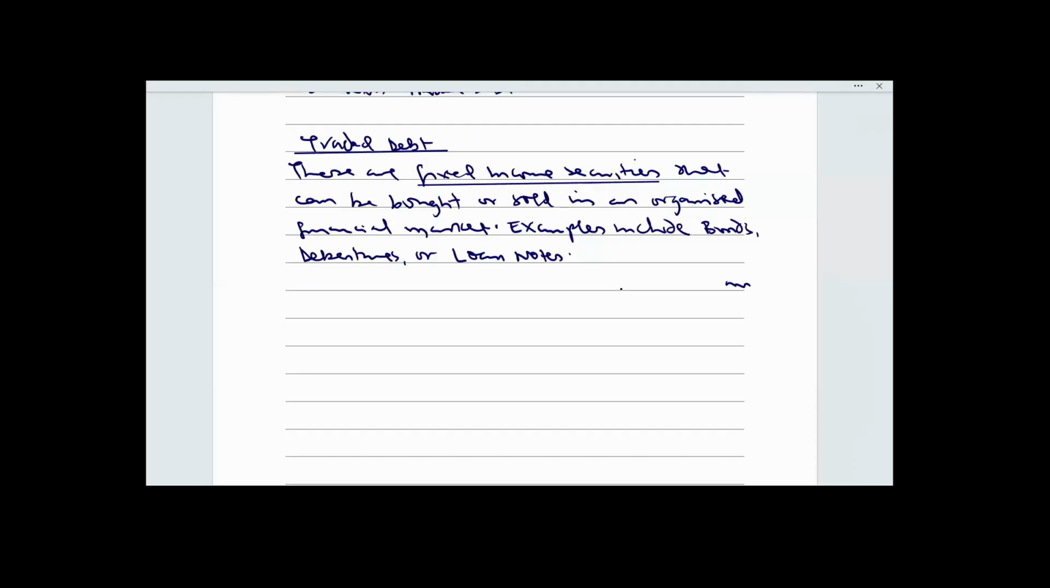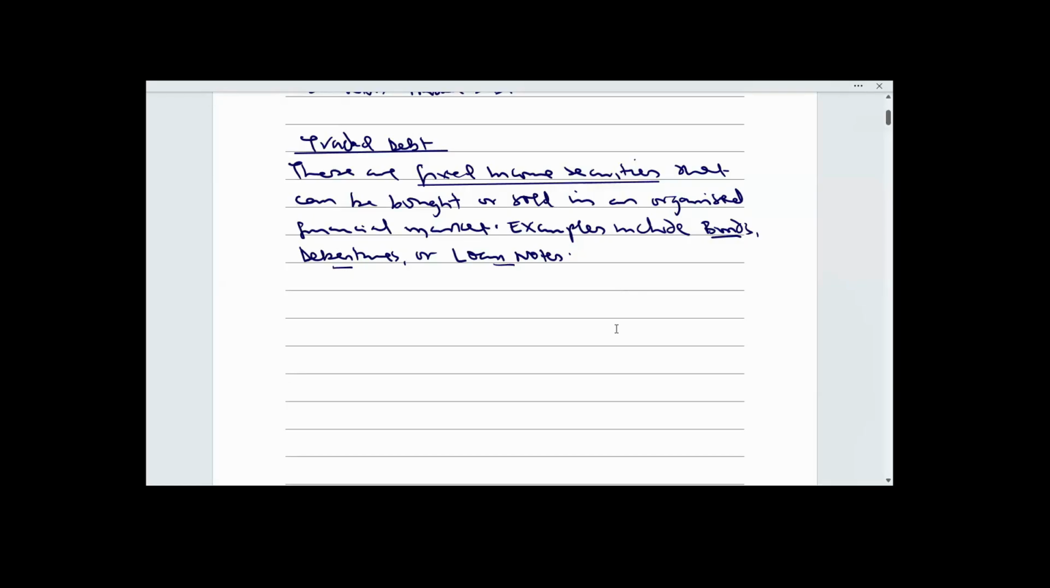So fixed income securities are those kinds of security that can be traded in an organized financial market. For example, this bond, you can sell it, and you can as well buy it. So these are examples of traded debt. In a company's capital structure, you will see bond, debenture, or loan note, because it's a source of long-term financing.